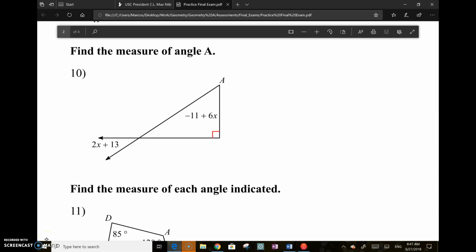Hi everybody, this is part 2 of my general overview of Geometry A topics. At the end of my last video, I gave some inaccurate information about how to answer number 10. So I'd like to start this video with the correct way to do this.